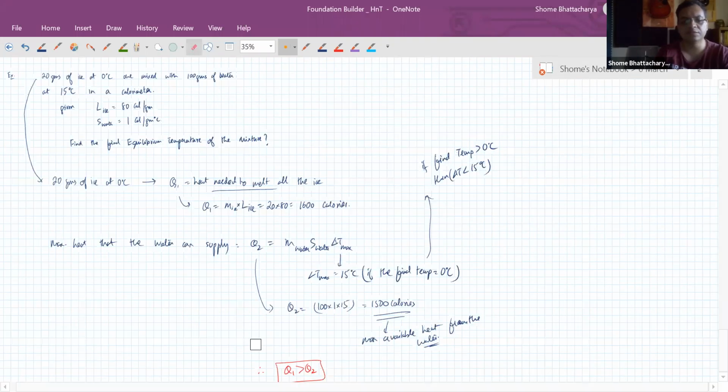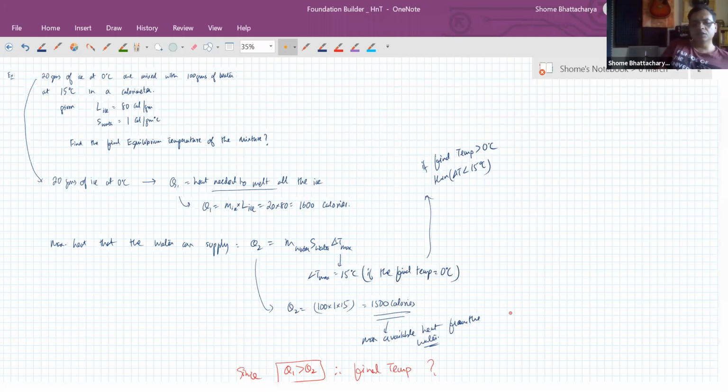So basically, my final statement should be like this: since Q1 is greater than Q2, therefore the final temperature. So what can we say about the final temperature? Just try to think of this logically. First, go through the calculation of Q1 and Q2. Make sure you understand that. And then when you can see Q1 is greater than Q2, try to figure out what the final temperature should be.